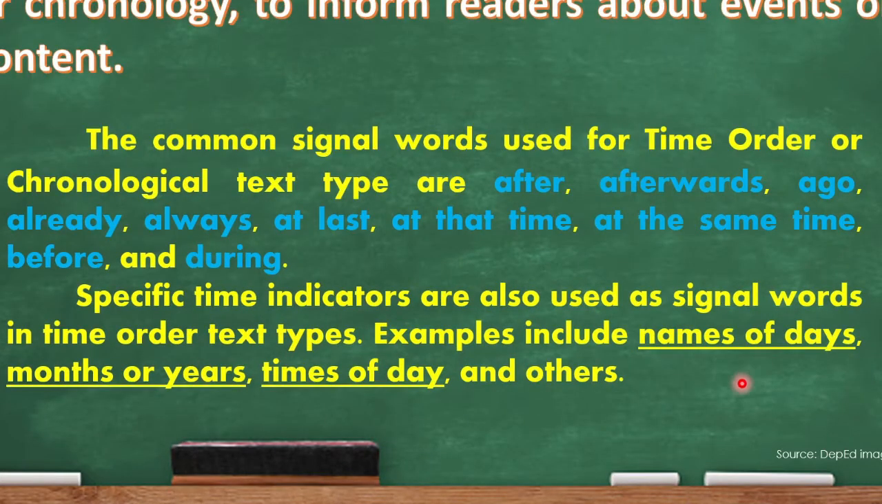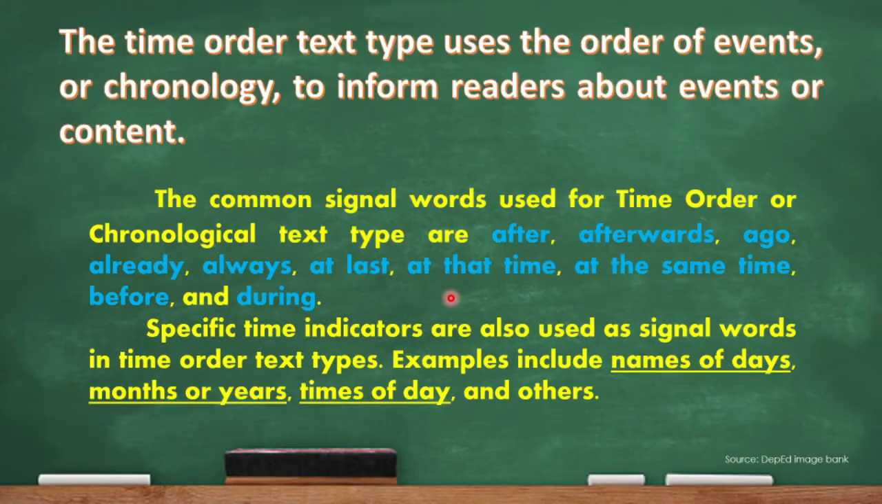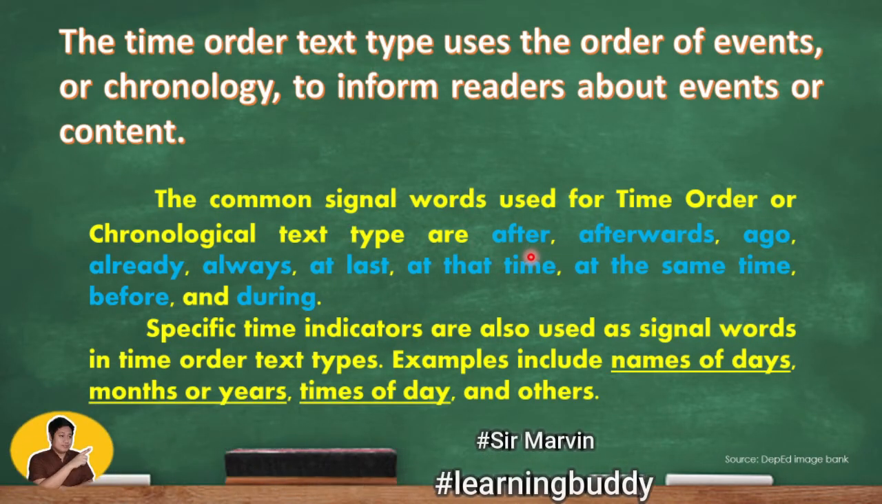But these are the common signal words that we should use when we use time order type of text, or these are the words that we should look for if we want to identify if a text is a time order text type.